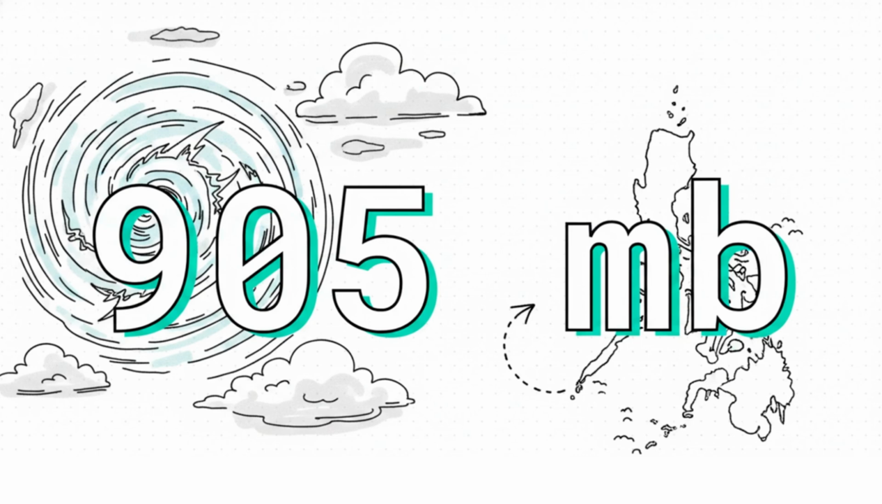Philippines and China, Regasa's central pressure plummeted to a staggering 905 millibars. To put that into perspective, in meteorology, lower pressure equals a much more intense storm. Hitting 905 millibars, that makes it an incredibly strong, exceptionally dangerous system packed with absolutely devastating eyewall winds.